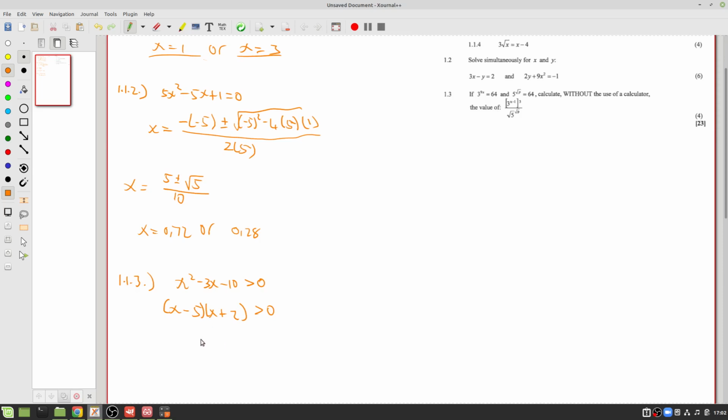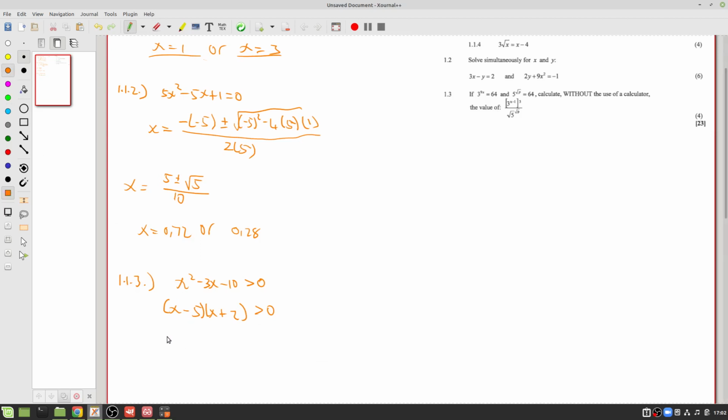Now the critical part. This is where lots of people make mistakes. So the part that you don't want to do, let's do that in red. What you don't want to do is say x minus 5 greater than 0 or x plus 2 greater than 0. Right? This is wrong. You could have done that if it was an equal sign, and that's why I think some people think we can do it with an inequality as well. But that's not going to be true.